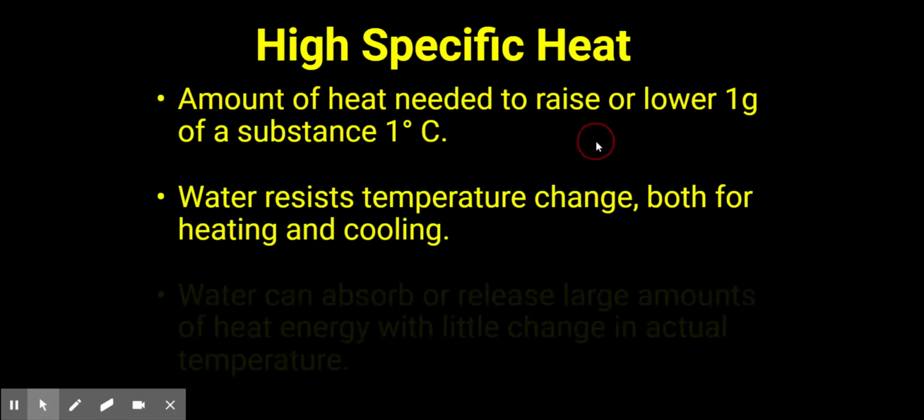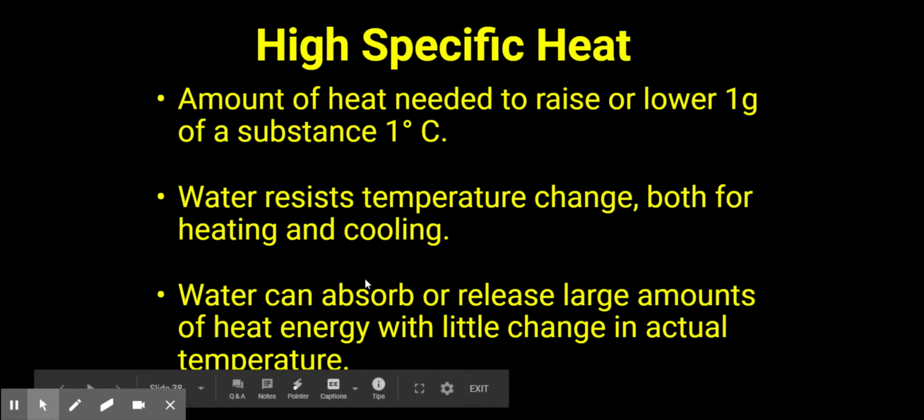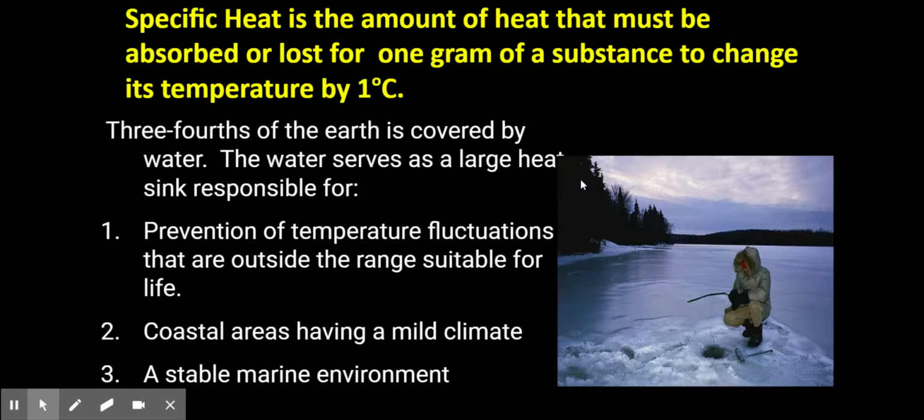Okay, here's a summary of that. So because water resists temperature change for both heating and cooling, it can absorb and release large amounts of heat energy with only a little change in its actual temperature. Specific heat prevents temperature fluctuations that are outside the range suitable for life. They cause coastal areas to have a mild climate, and they stabilize marine environments, like over here.